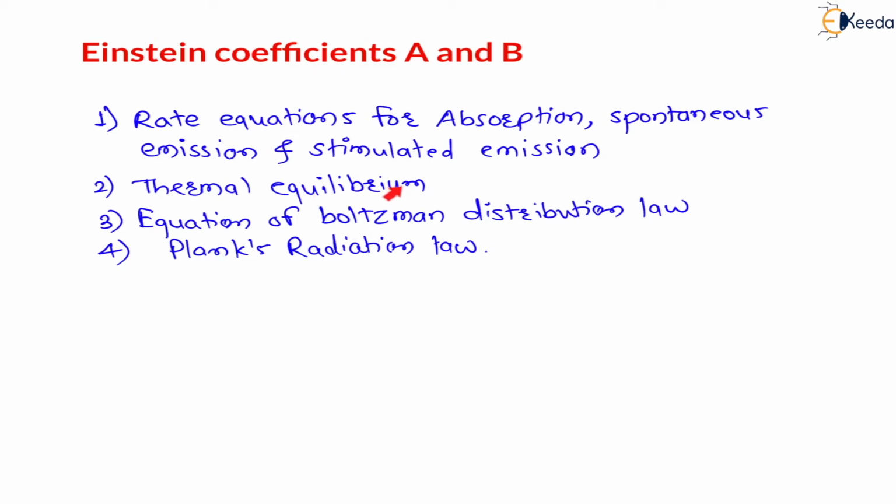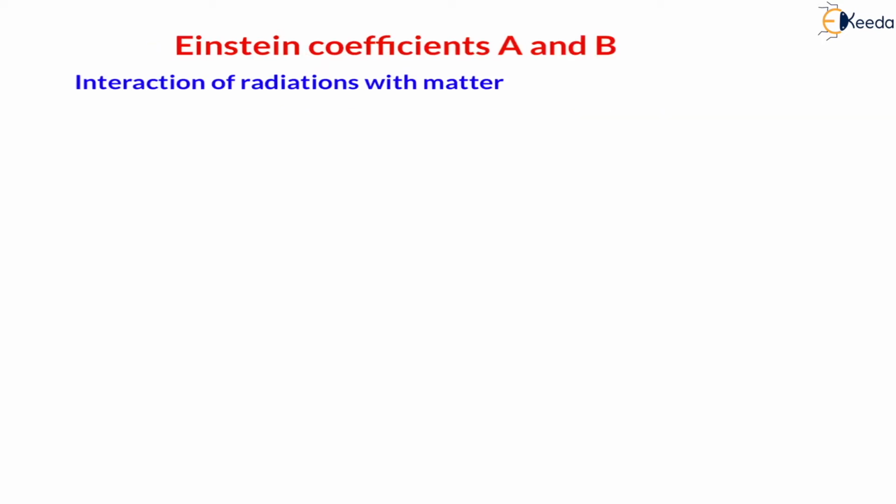Then the thermal equilibrium concept and the equation of Boltzmann's distribution law. Boltzmann's law is also important, and Planck's radiation law is also important for developing the relation between A and B. So my dear students, first of all we will start with the basic concept of absorption, spontaneous emission and stimulated emission. To understand them properly, we have to understand the interaction of radiation with matter.